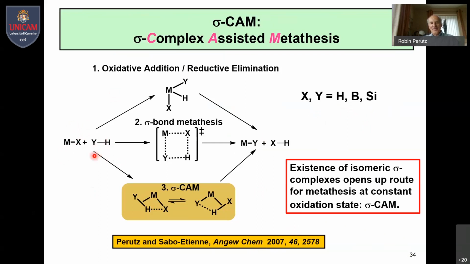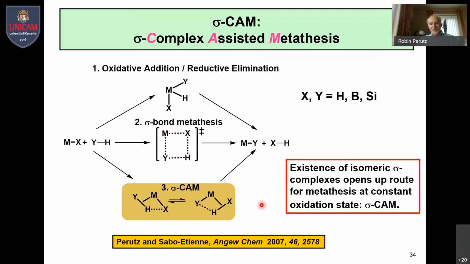Now, the typical mechanisms of the textbooks are oxidative addition and reductive elimination. That's shown at the top, where you change oxidation state and you cleave the YH bond. That's one mechanism. Another is called sigma bond metathesis, typical for d0 complexes, where we simply form a four-membered transition state, no intermediates at all, to yield the product.